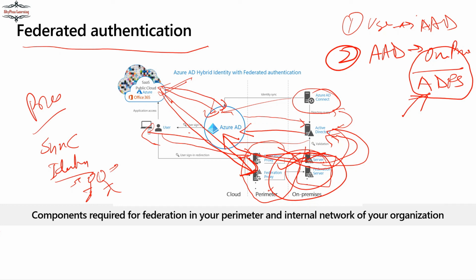In pass-through, the Azure AD sends the request and takes back the confirmation with the help of the agent which is running on the domain controller. Here, this federation server is authenticating the user from Active Directory within the organization.